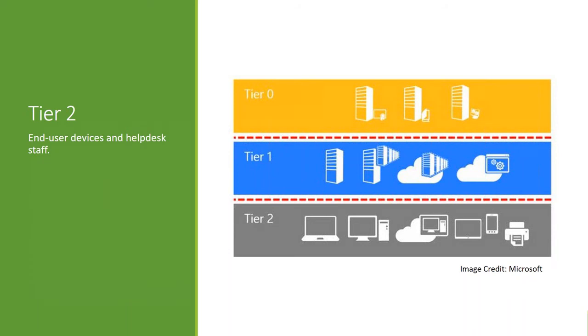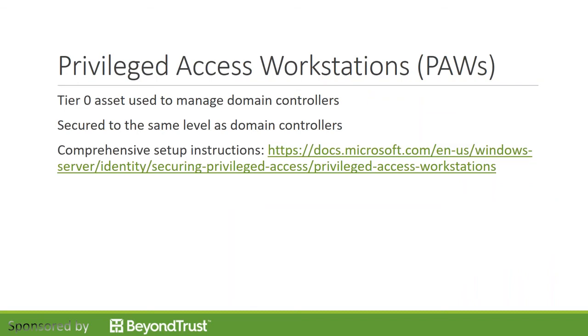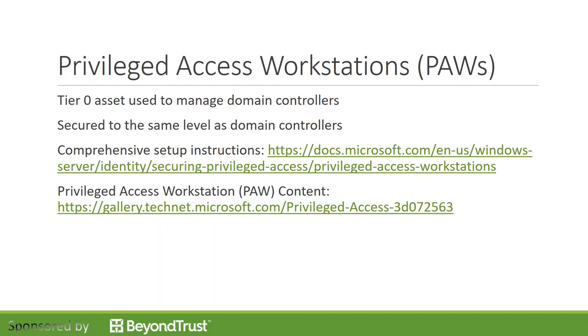We also have our privileged access workstations, and as I said before, they're a Tier 0 asset, and they're secured to the same level as our domain controllers. And in order to get information about how to configure them, you can see there Microsoft's setup instructions. It's quite a comprehensive list of instructions. It will take quite a long time to go through, but you get a complete list of how you would configure a privileged access workstation.